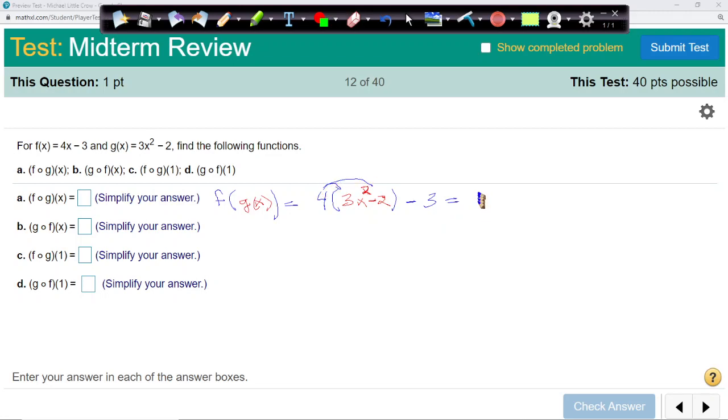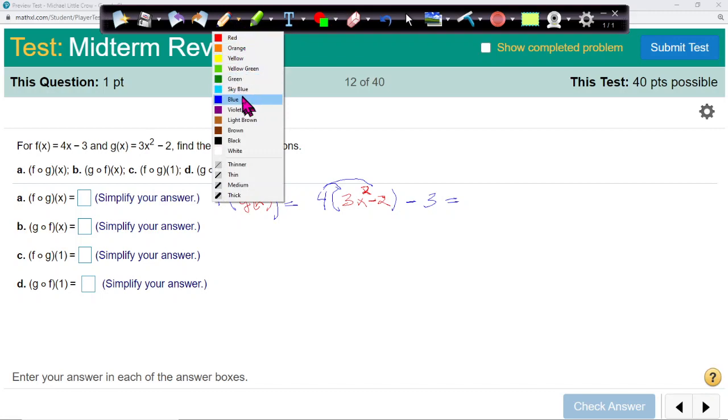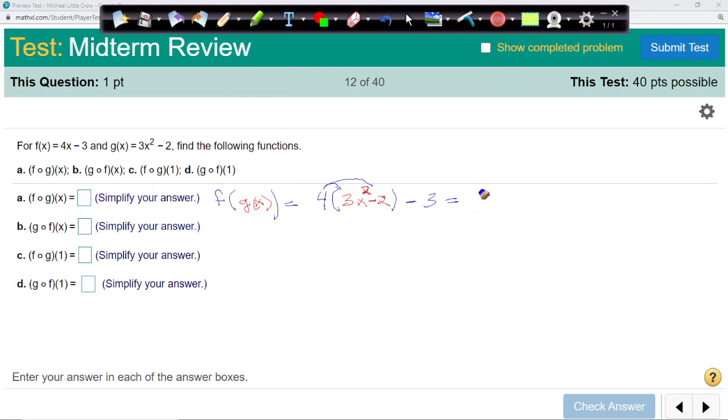Distribute the 4, we get 12x squared. Oops. Wow, I didn't know I could do that. That's good. Now I know. I just click on a button and I got an eraser. 12x squared, it's minus 8, minus 3. So negative and negative, when you're adding, they actually go together. They're going in the negative direction. It says negative 11. Okay, I'm going to write that here.